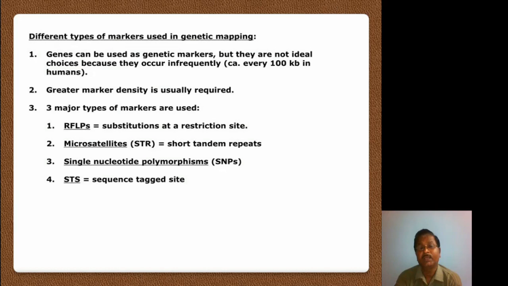Three major types of markers are used here. One is RFLP, restriction fragment length polymorphisms. This is actually substitutions at a restriction site, where restriction endonucleases are going to cut the DNA molecule. Then STR, short tandem repeats, otherwise called microsatellites. Then SNPs, single nucleotide polymorphisms. Then STS, that is sequence tagged sites. So genome-wide mapping can be done.